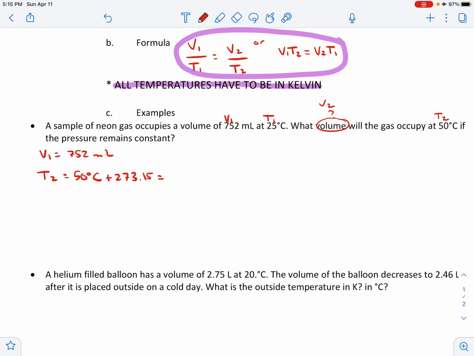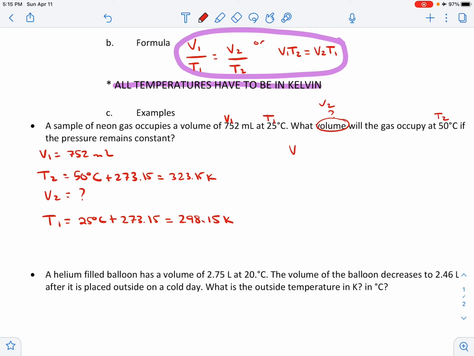This is where our calculator comes in. Or maybe you just know this one, 323.15. That works too. There's our Kelvin. V2 is our question mark. And for T1, we have 25 degrees C. Again, that needs to go to Kelvin, so we add 273.15, which gives us 298.15. Now we're ready to plug it in and solve, much like we did with Boyle's law.